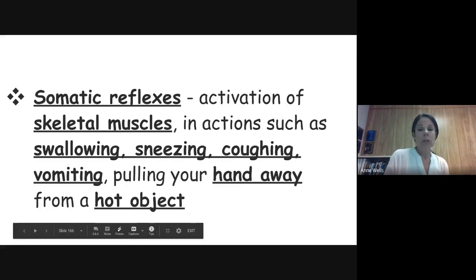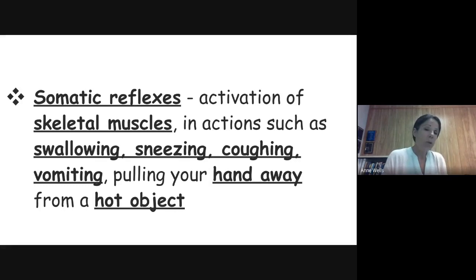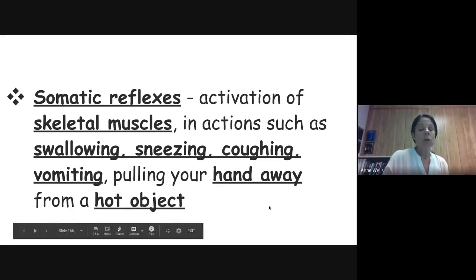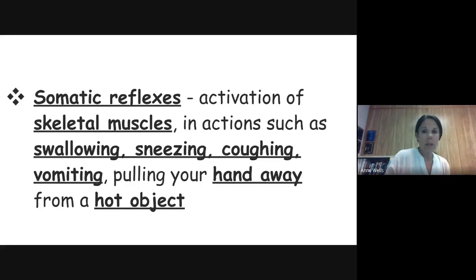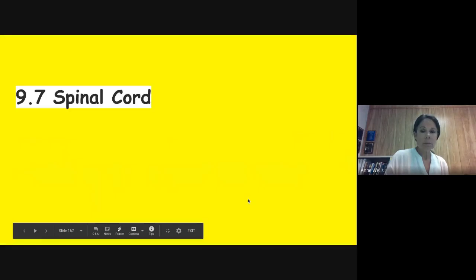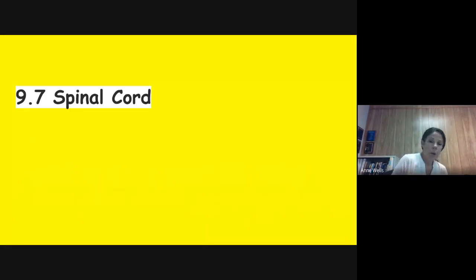Somatic reflexes are activation of the skeletal muscle. So we already had that word somatic earlier, and it had to do with voluntary, like thinking about doing things. So actions such as swallowing, sneezing, coughing, vomiting, pulling your hand away from a hot object. So it doesn't mean that you have to sit and think a long thought about them, but they are controlled by voluntary actions. All right, so that finishes section 9.6.